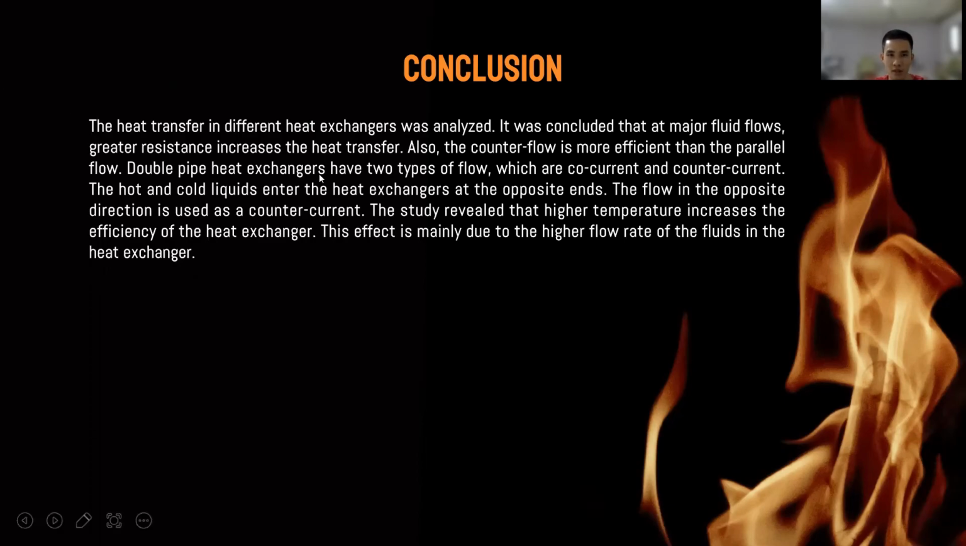The double pipe heat exchanger has two types of flow, which are co-current and counter-current. The hot and cold liquids enter the heat exchanger at opposite ends. The flow in the opposite direction is used as counter-current. The study revealed that the higher temperature increased the efficiency of the heat exchanger. This effect is mainly due to the higher flow rate of the fluids in the heat exchanger.